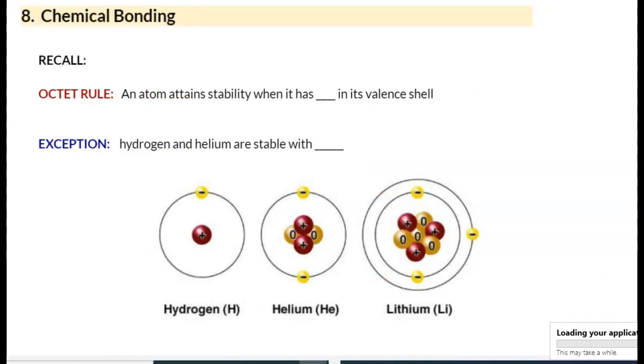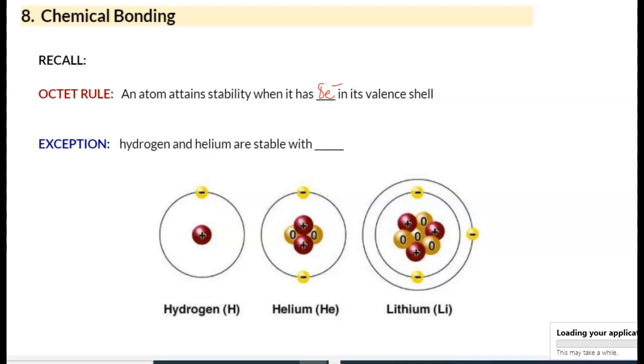I want to remind you about the octet rule. Octet, oct meaning 8, and so we're talking about an atom being stable when it has a full valence shell. For most of the atoms we're going to consider in this course, that's going to mean 8 electrons in its valence shell. We need to remember that we have some exceptions here.